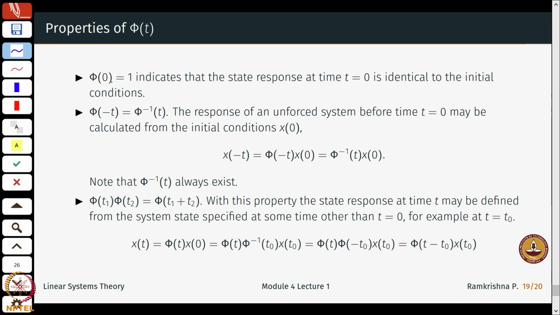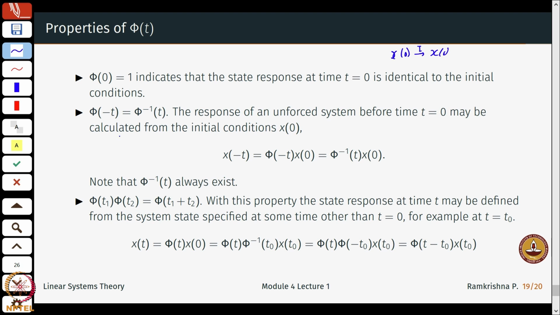So, phi of 0 equal to 1, what does it mean? The state response at time t equal to 0 is equal to the initial condition. If I start at t equal to 0 and I measure at t equal to 0, I will always be at that same point. So, the transition is just the identity, what takes me from x at t equal to 0 to x at t equal to 0.